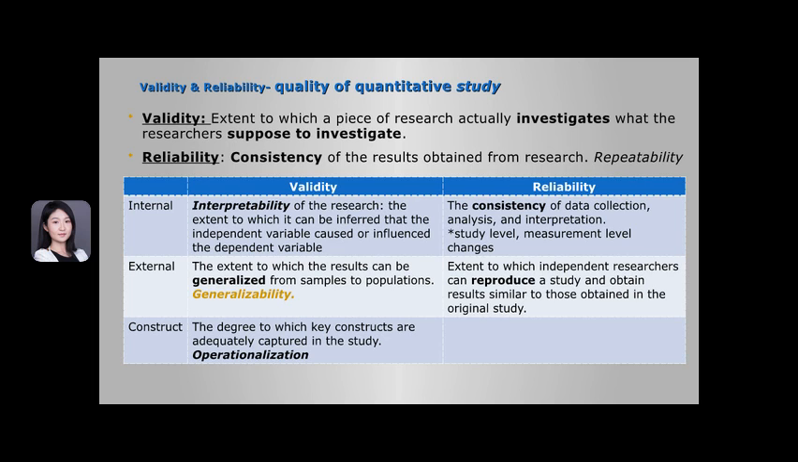Both validity and reliability have internal and external considerations. Internal validity is about interpretability. It asks, is the research designed such that we can confidently claim that the outcomes are a result of the experimental treatment? External validity is the extent to which the results can be generalized from samples to populations. Is the research designed such that we can generalize beyond the subjects under investigation to the population of interest?